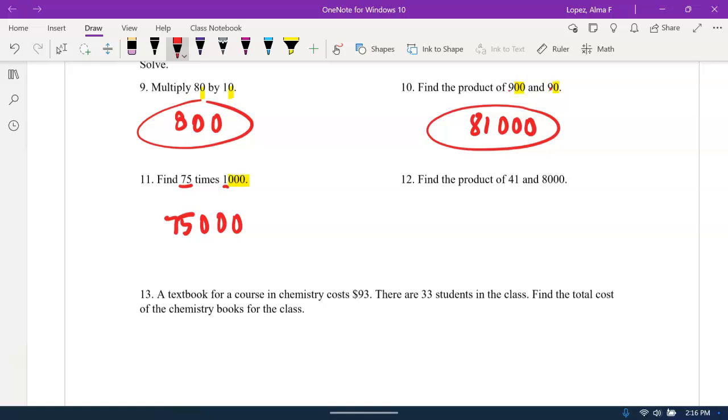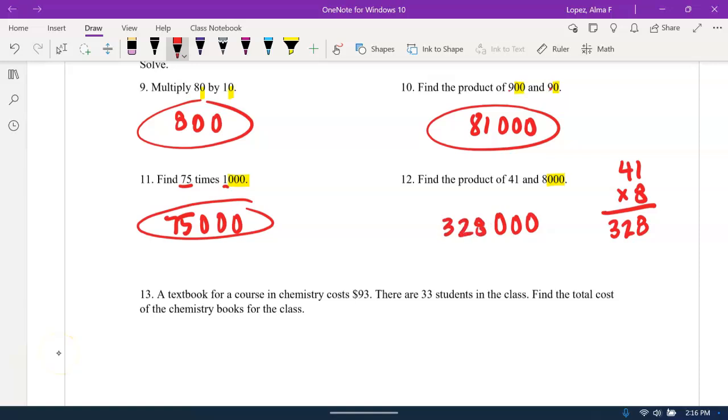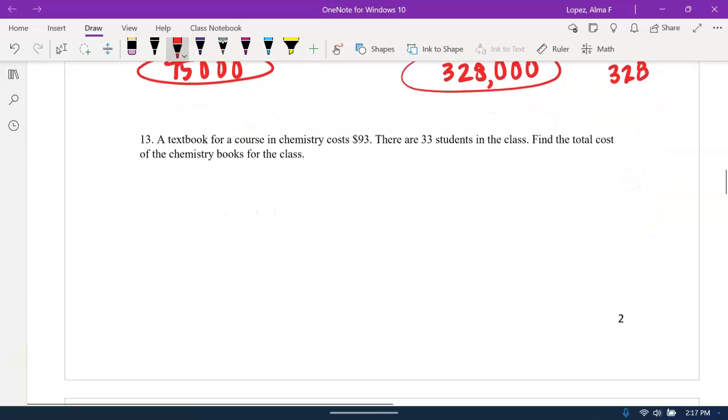Now, let's try it again on 41 times 8,000. I'm going to start by bringing the 3 zeros down. And then I'm going to bring this over into the margin because I want to be able to see this when it's a little bigger, right? 8 times 1 is 8. 8 times 4 is 32. So the answer is 328,000.